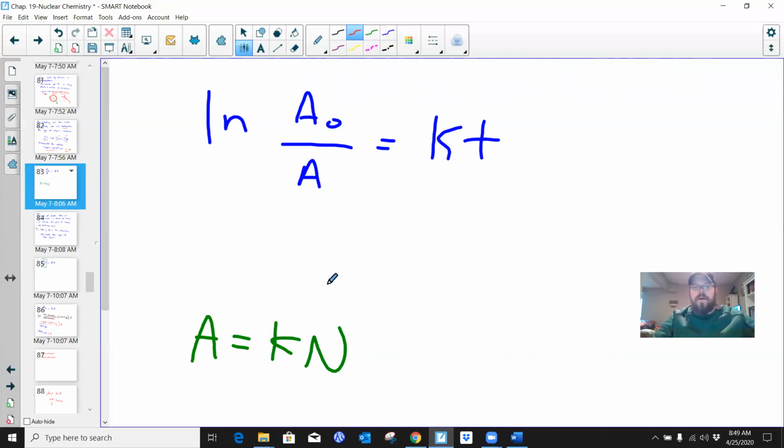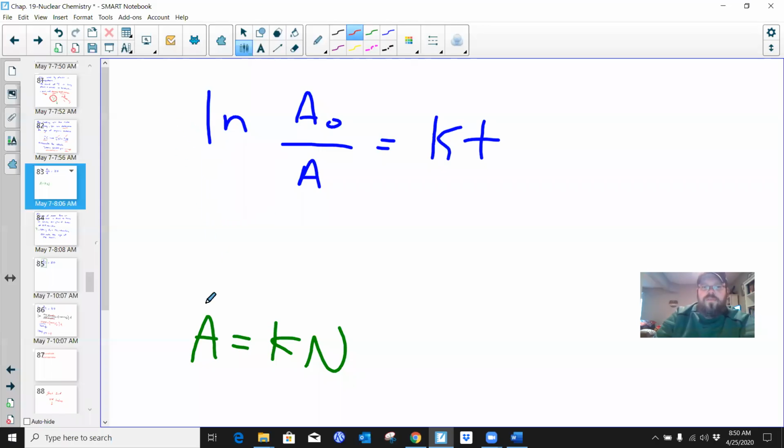But we're going to look at this combination of the activity equation, the rate constant times the number of atoms present, and then using this ratio of the activity of the substance at time 0 to the activity of the substance at time t, which is sort of now. And then remember, the rate constant is calculated by taking 0.693 divided by the half-life, right?